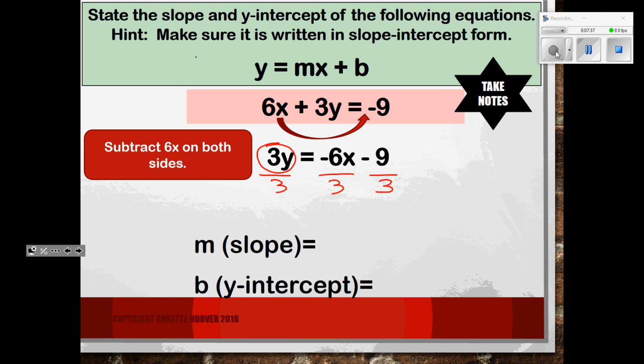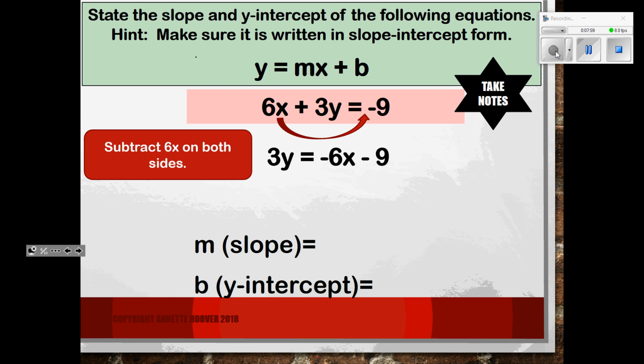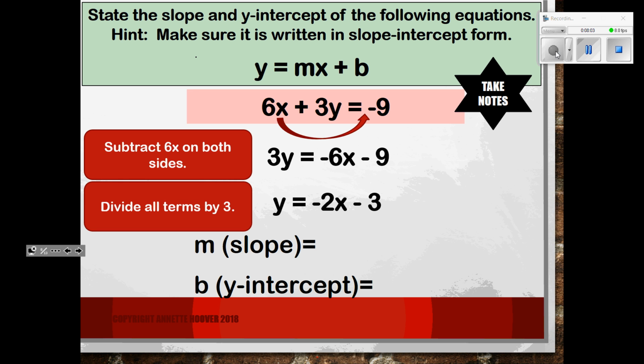When we do that, 3 divided by 3 is 1, so you're left with y on this side. Notice right here you have negative 6 divided by 3, which is negative 2x. And then you have negative 9 divided by 3, which is a negative 3. Now we have the equation in slope-intercept form. So you will see that the slope is negative 2, and the y-intercept is negative 3.